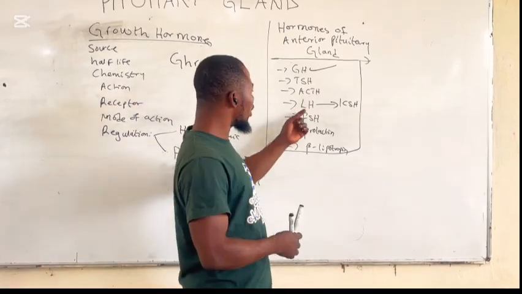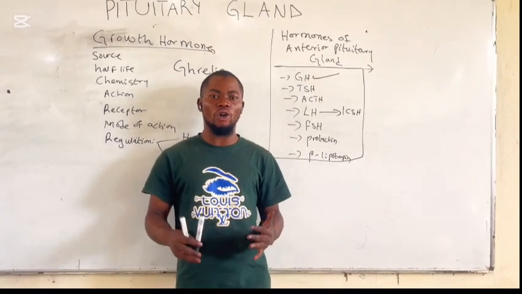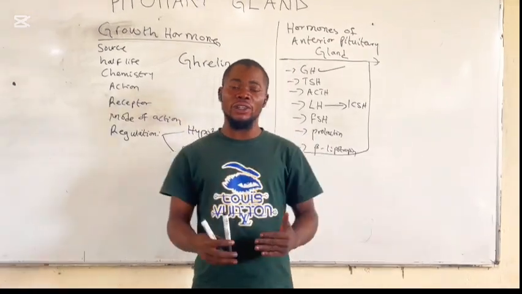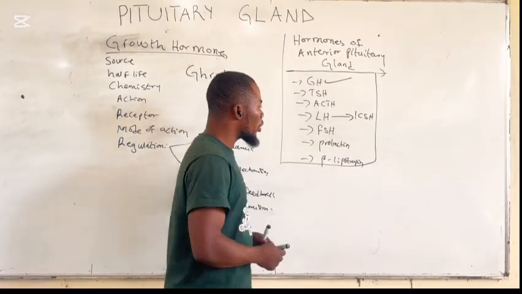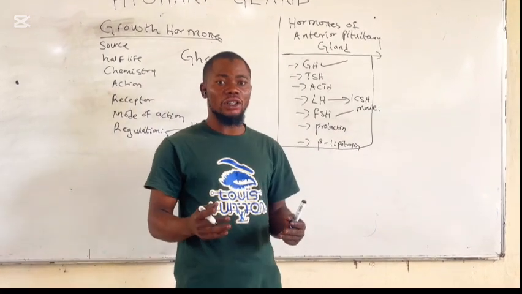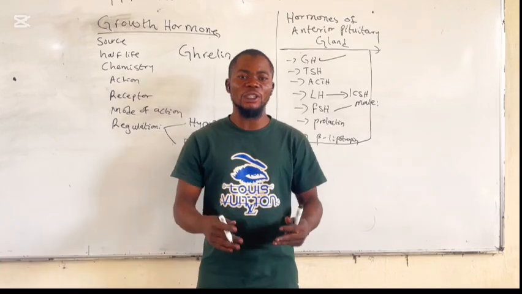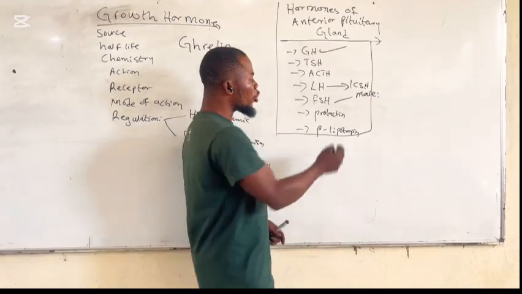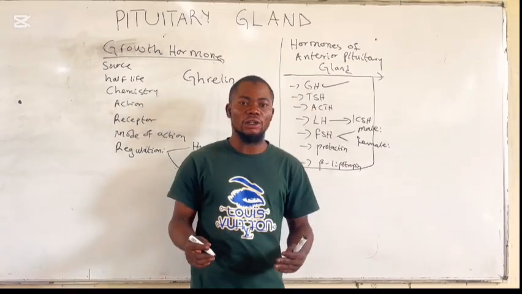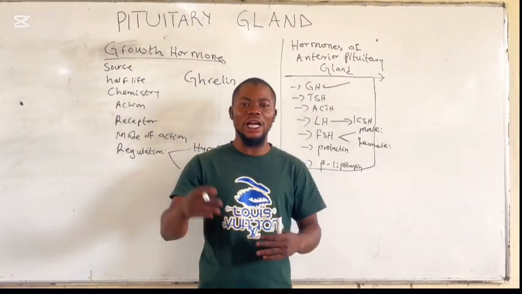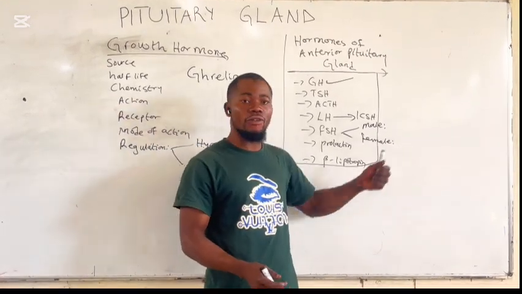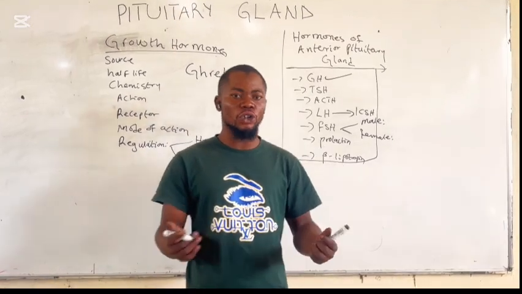Now, luteinizing hormone in females is responsible for ovulation. Together with follicle stimulating hormone, it also helps in the maturation of the Graafian follicle. Follicle stimulating hormone in males, together with testosterone, initiates or increases spermiogenesis. While follicle stimulating hormone in females performs various functions, such as maturation of the Graafian follicle and aromatase activity that converts androgen to estrogen. It also stimulates the theca cells of the Graafian follicle to release estrogens.